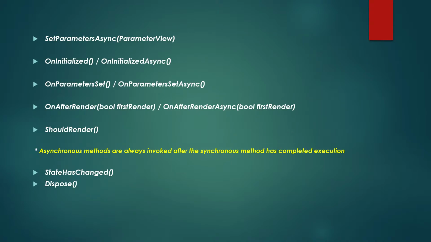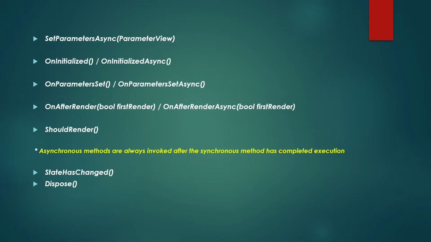The next two methods are OnAfterRender and OnAfterRenderAsync. Now these methods are called after the component has finished rendering. At this point all the element and the component references are populated. Now if the user wants to perform any additional initialization of the component, for example if you want to attach an event to an event listener, or if you want to initialize a JavaScript library, then these kinds of activities can be done in this method.